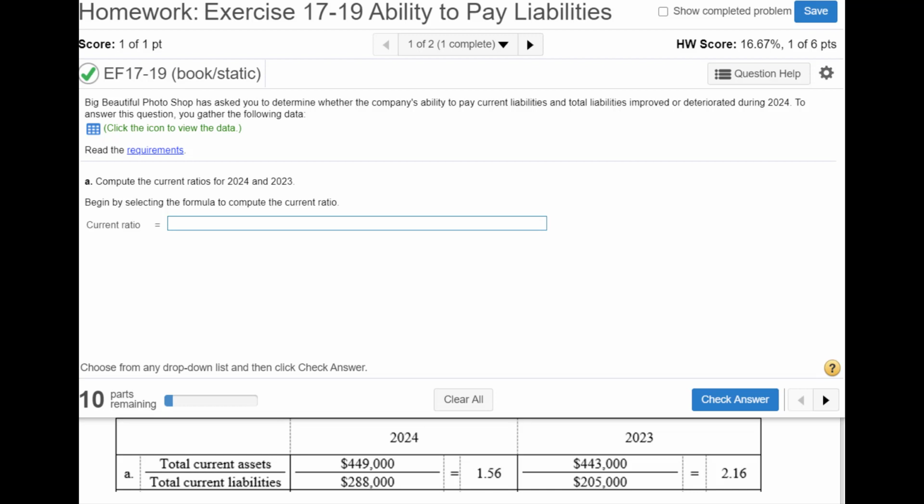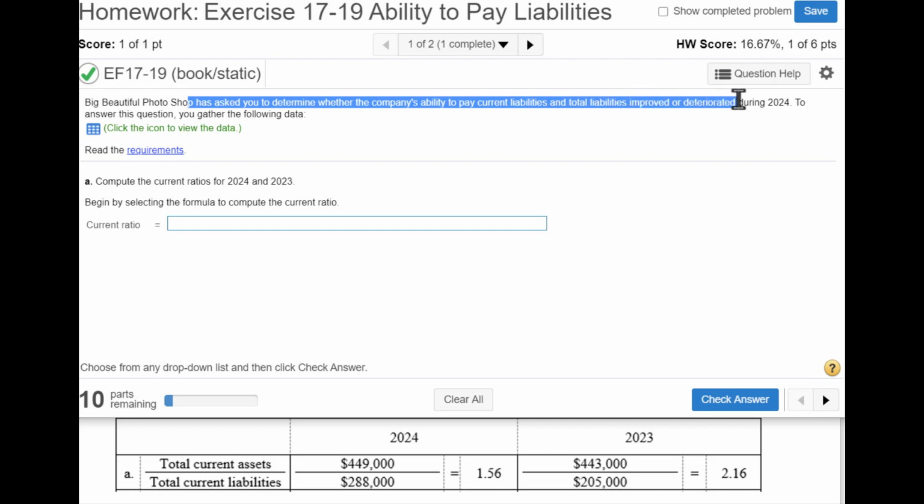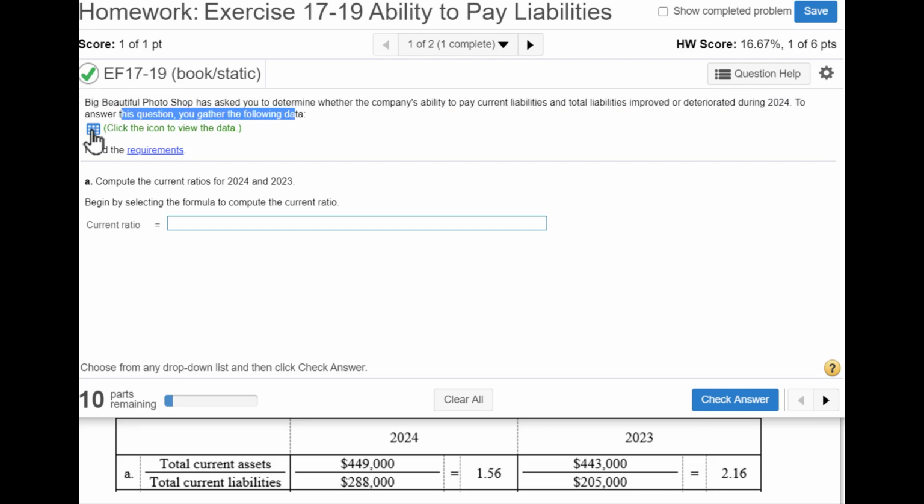Exercise 17-19, ability to pay liabilities. Big, beautiful Photoshop has asked you to determine whether the company's ability to pay current liabilities and total liabilities improved or deteriorated, which means gotten worse, during 2024. To answer this question, you gather the following data.